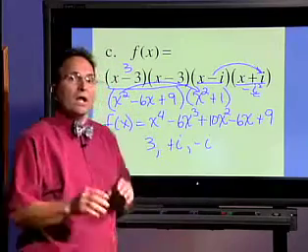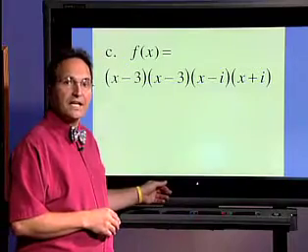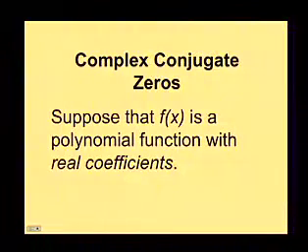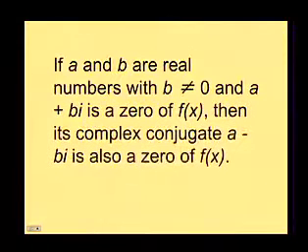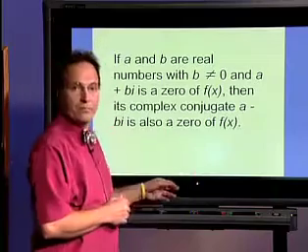Well, next we are going to explore something called the complex conjugate zeros. And that is, suppose that f of x is a polynomial function with real coefficients. If a and b are real numbers, where b does not equal 0, and a plus bi is a 0 of f of x, then its complex conjugate, a minus bi, is also a 0 of f of x. Let's try an example where we use this theorem.